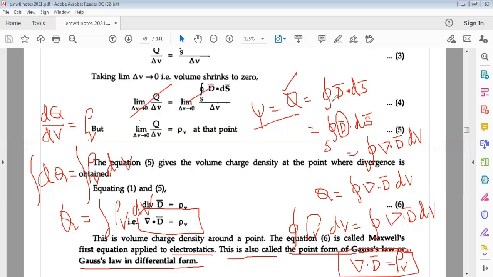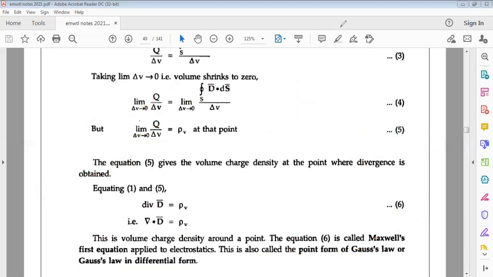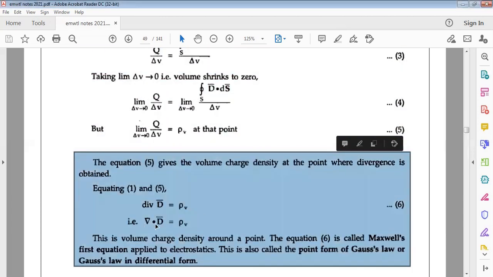Okay, this is the integral form. Integral form is Q is equal to integral D bar dot dS bar, that is equal to the volume integral of del dot D bar into dV. What matters, students, is this: forget about the limit and whatever they are showing there. Simply by taking the Gauss law, change the surface integral to the volume integral and substitute Q is equal to integral rho v dV. The first Maxwell's equation says that del dot D bar is equal to rho v.